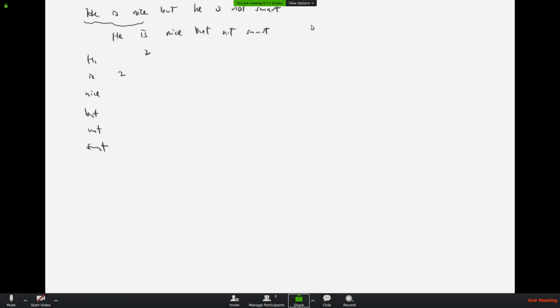Nice and is occur once here, and nice and but once here. Not and but do not occur together. Not smart occur once. So I have something like this. I have a symmetric matrix. You see, this symmetric matrix captures all the statistics of the co-occurrence of the sentence.